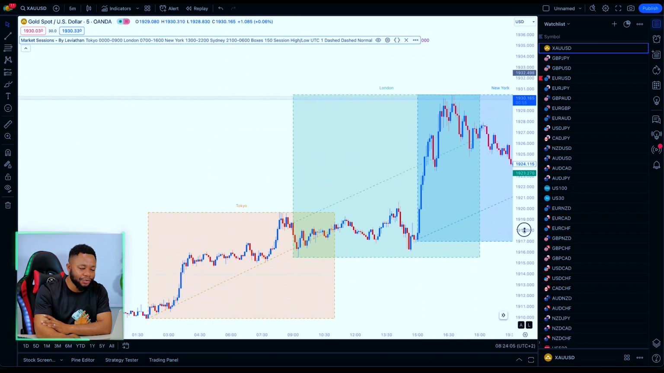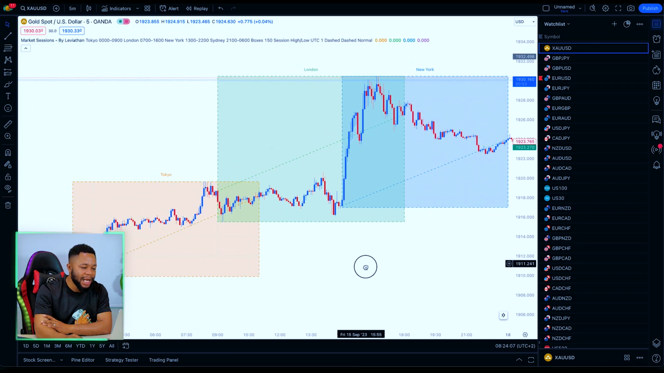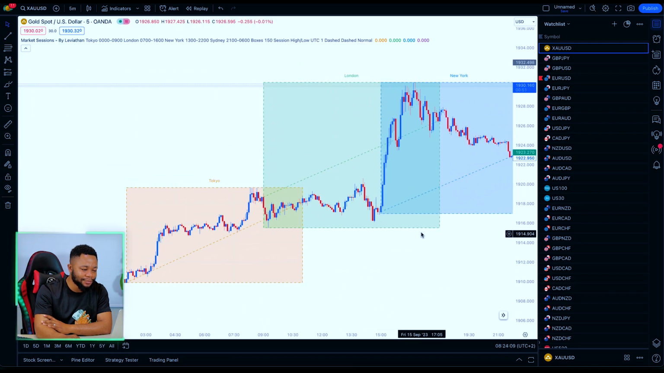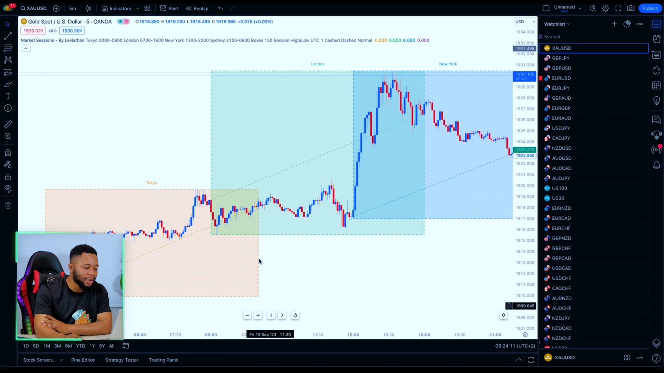Okay, you can see this is New York. This is the New York session. And on the New York session, what do you notice? Throughout the London session, you can see the overall trend, the market was ranging, and overall before the New York session. This is the New York session that started here.